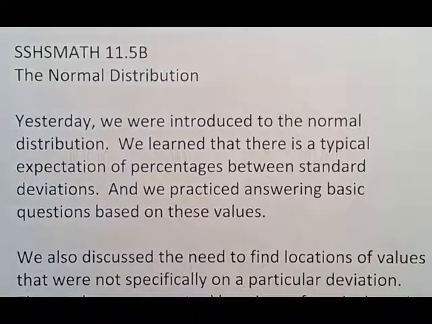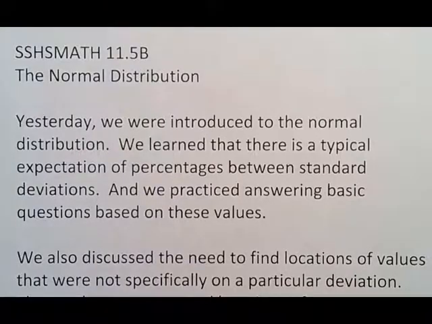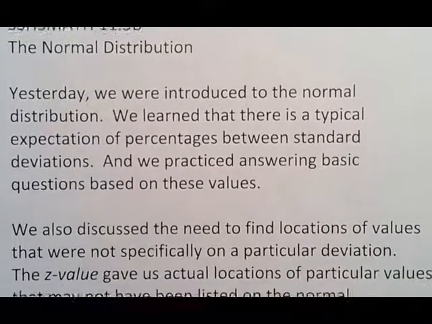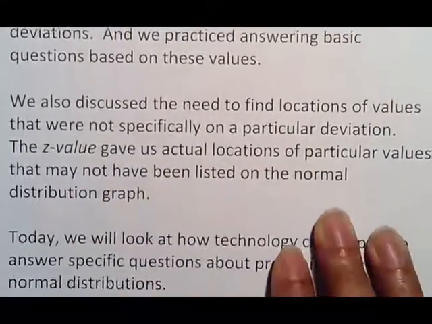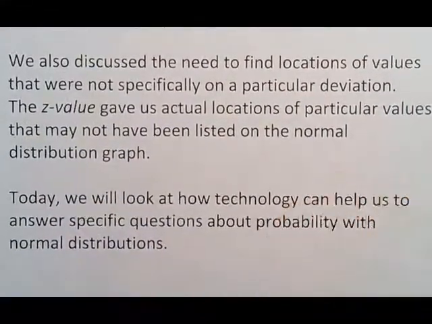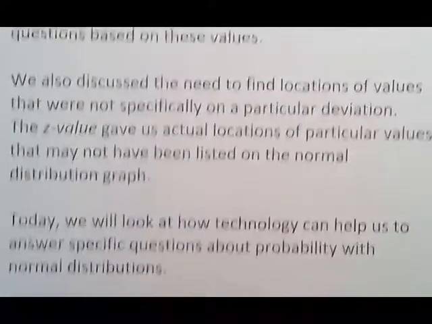We learned that there is a typical expectation of percentages between standard deviations, and we practiced answering basic questions based off of those values. We also discussed the need to find locations of values that were not specifically in a particular deviation. The z-value gives us the actual locations of particular values that may not have been listed in the normal distribution graph. What we're going to do today, in this lesson, is look at how technology can help us to answer specific questions about probability with normal distributions.